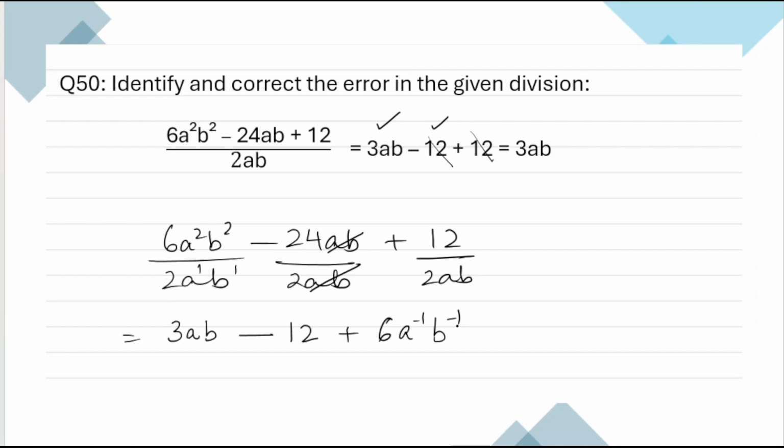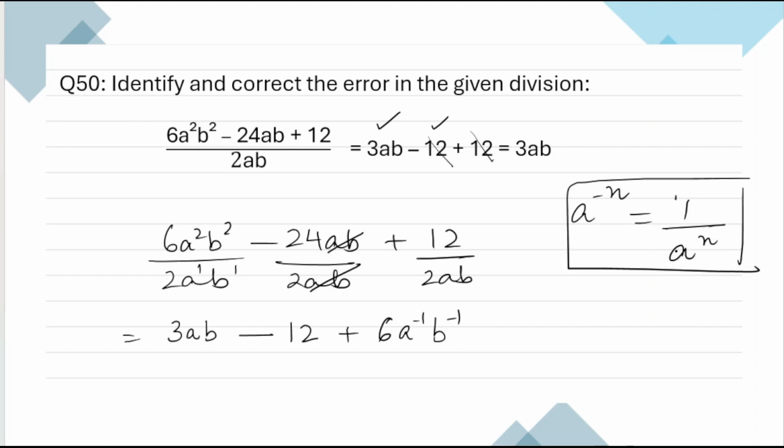What law have I used? I have used the law of reciprocal of the powers, which states that a to the exponent negative n is 1 over a to the exponent n. Take the reciprocal and make the exponents positive. So if ab is in the denominator, I want to bring it to the numerator, so their positive exponents will become negative exponents. So that is the error. It is not 12, it's actually 6, a to the exponent minus 1, b to the exponent minus 1. So this answer is wrong and this answer is correct.